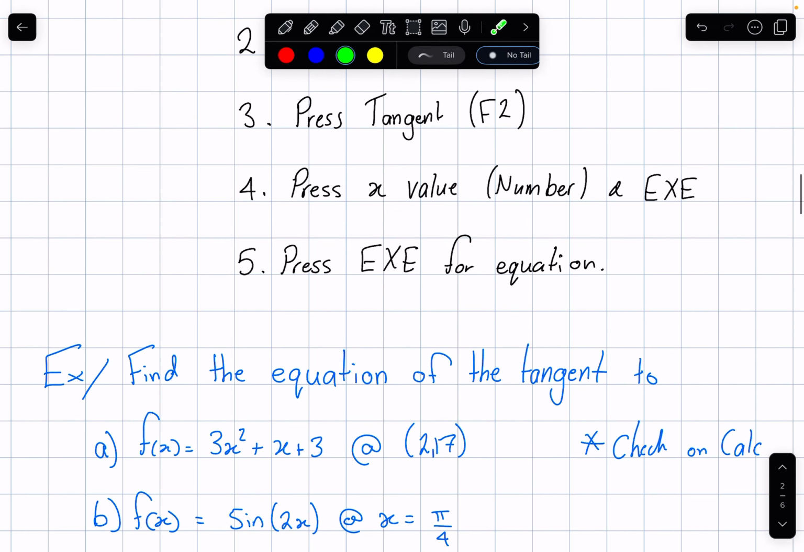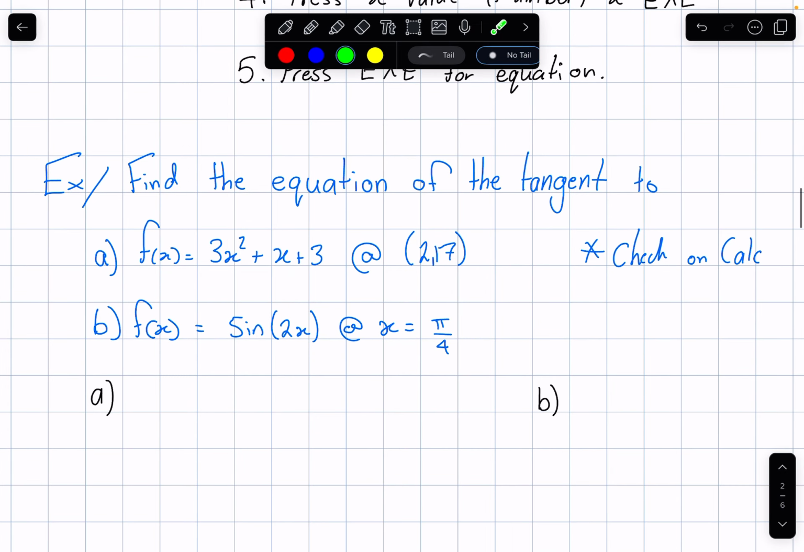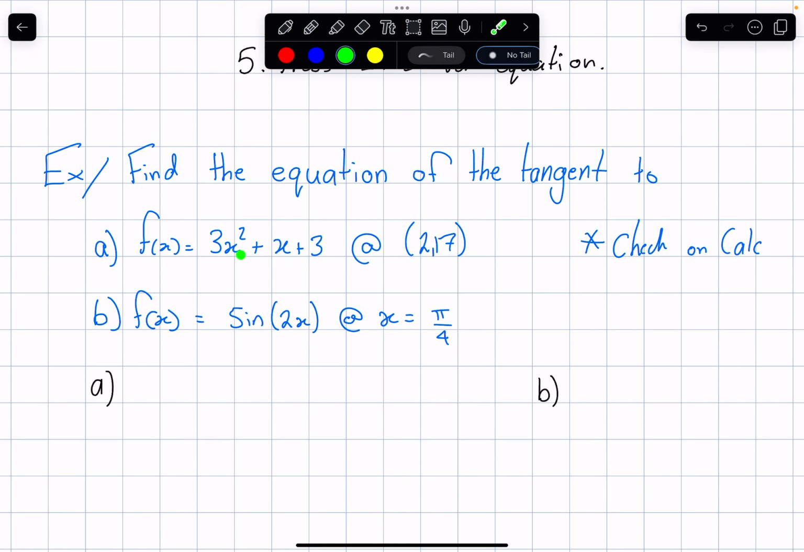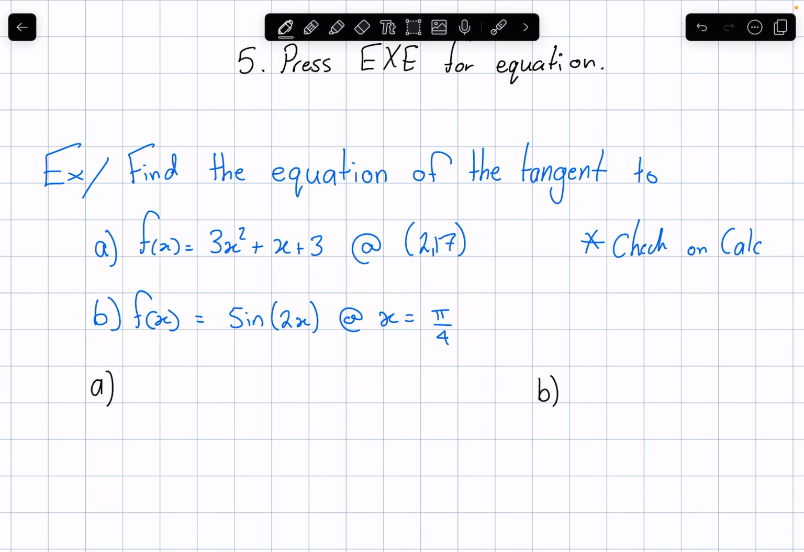So moving on, let's have a look at a bit of an example. So I've got two examples here. f of x equals 3x squared plus x plus 3 at x equals 2, and f of x equals sine of 2x at x equals pi on 4. So let's have a look at the first one. Now, for all of these questions, we need to find the derivative. So let's start by doing that.